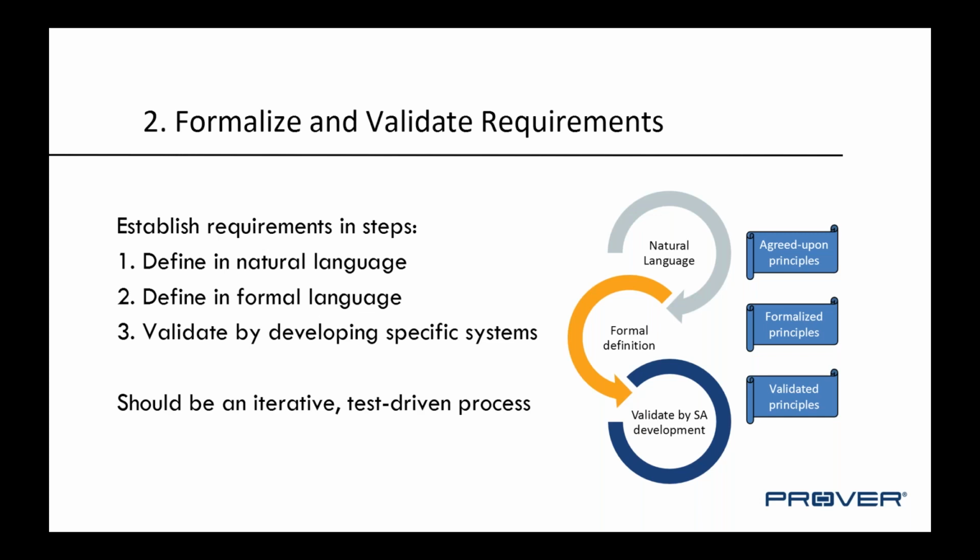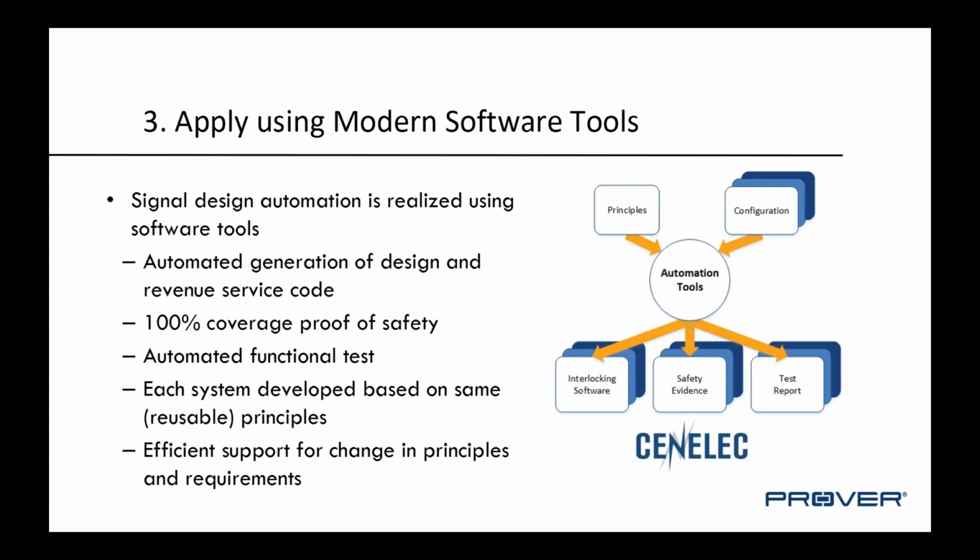You can test and validate your requirements using prototyping with specific system configuration in this process. And of course, you don't do this just from the top to the bottom. It's an iterative test-driven process where you try out your requirements. And finally, of course, we stress that you should use automation tools in doing this. You should take your principles, formalize them into this requirement specification, and use automation tools to configure your application, generate the application software, get the safety evidence using formal safety verification, and produce the test reports for the functional test of the system.